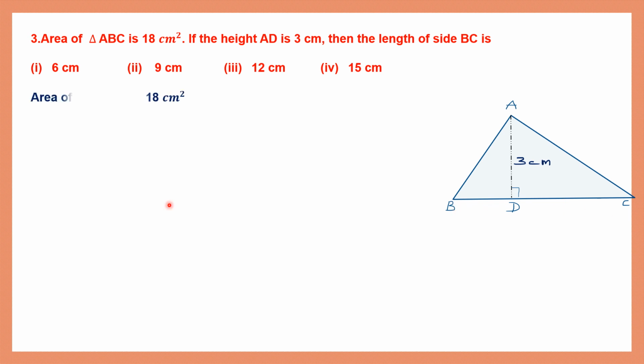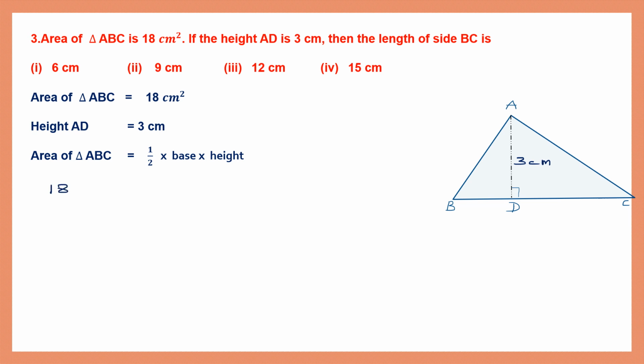So what is given to us? Area is given to us and the height is given to us. Now, with the help of the formula for area, we can find the base. What is the formula? The area of a triangle is half into base into height. So area is given to us, so let's write that. That is 18 centimeters square. This is half into the base, we don't know, so base is BC, into height, which is given to us, 3 centimeters.